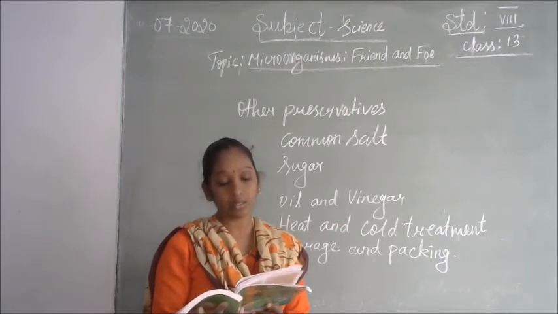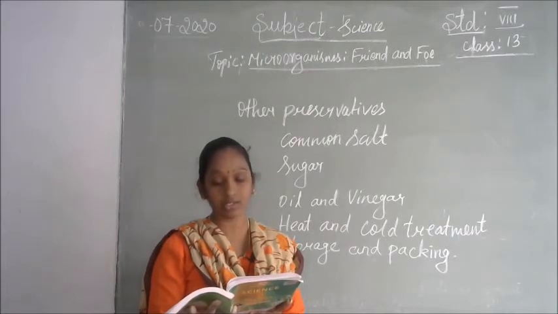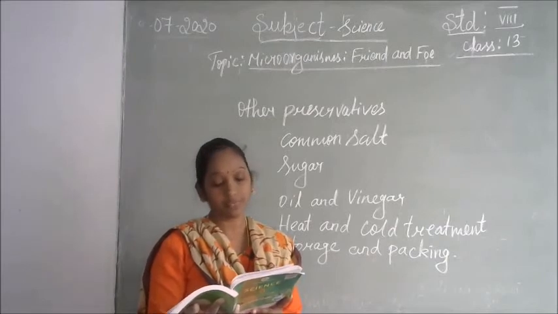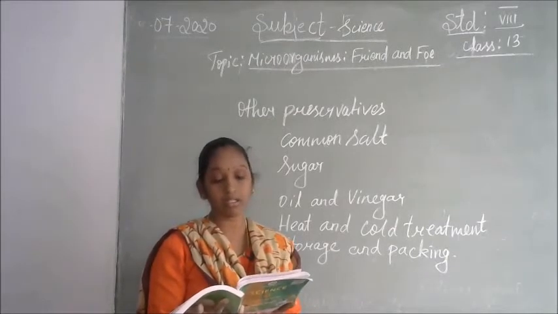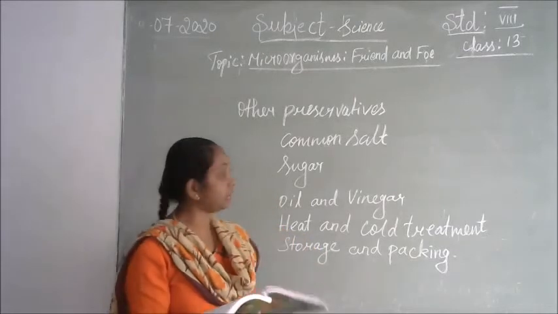Salting is also used to preserve amla, raw mangoes and tamarind, etc. So salt is the best preservative for meat and fish and to preserve amla, raw mangoes and tamarind, etc. Next, preservation by sugar.